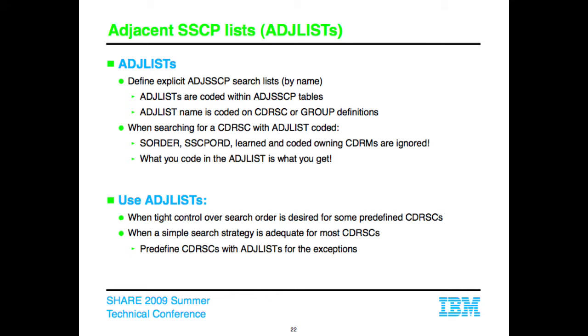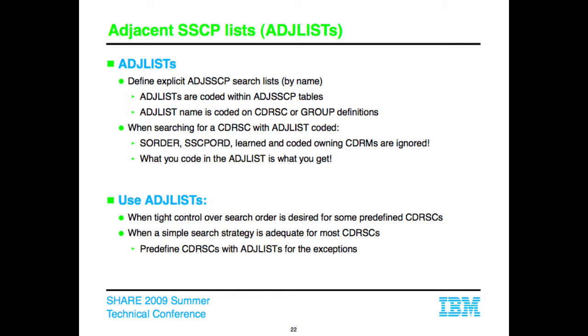ADJLists we talked about very quickly before, and we'll go into them a little bit more now. An ADJList is a way to define an explicit adjacent SSCP table and give it a name. And then on cross-domain resource definitions, you can code ADJLIST equals the ADJList name, and it means whenever I'm searching for this cross-domain resource, I'm going to use that adjacent SSCP table, that ADJList.